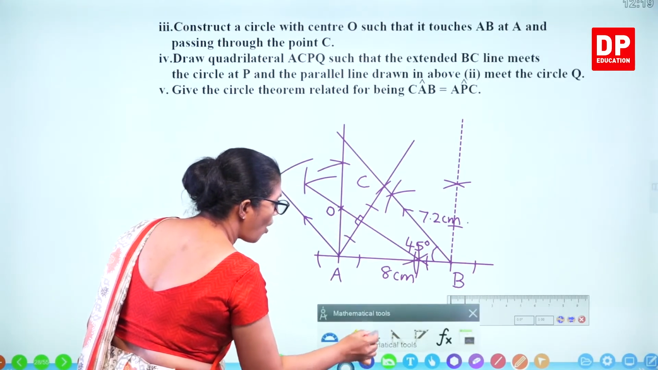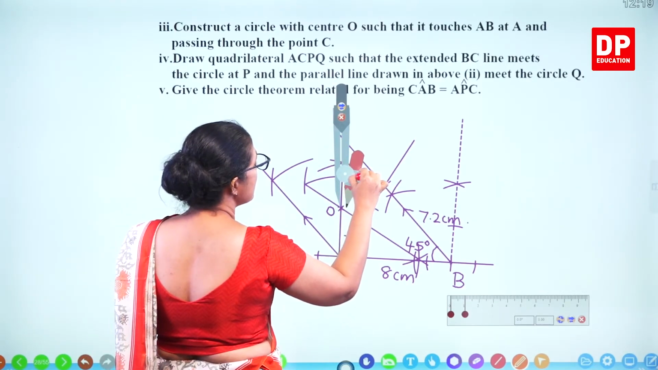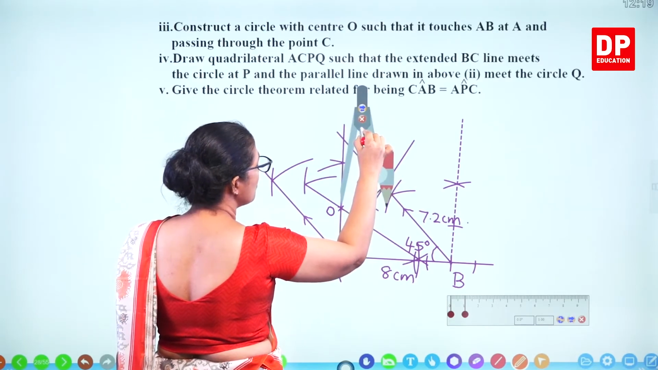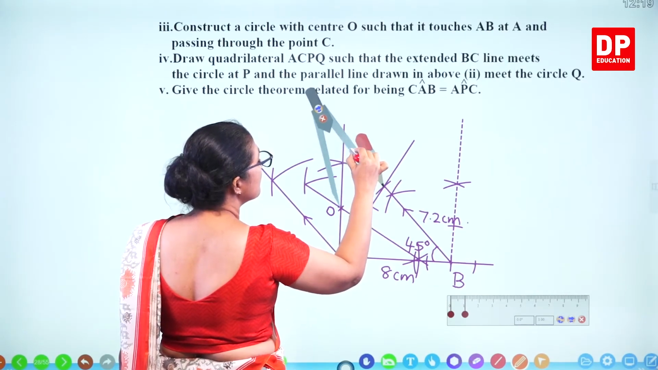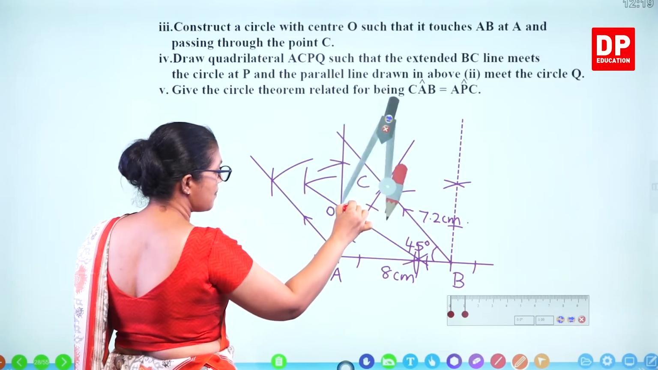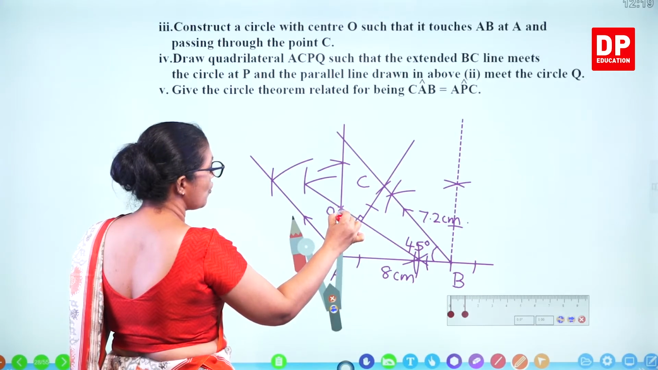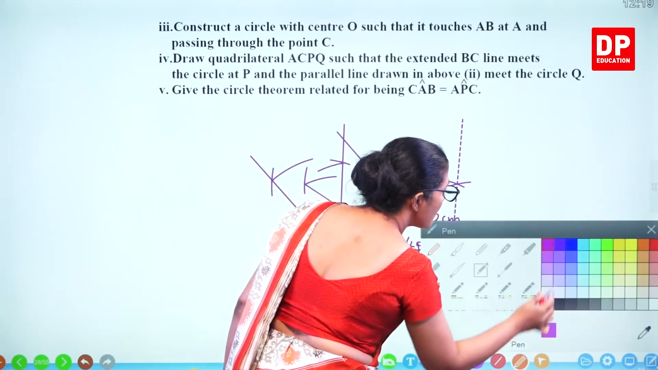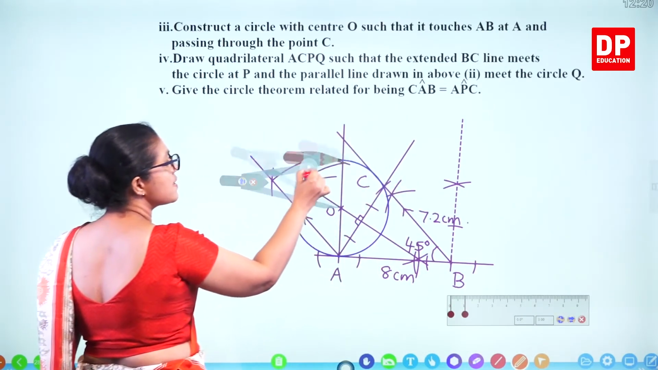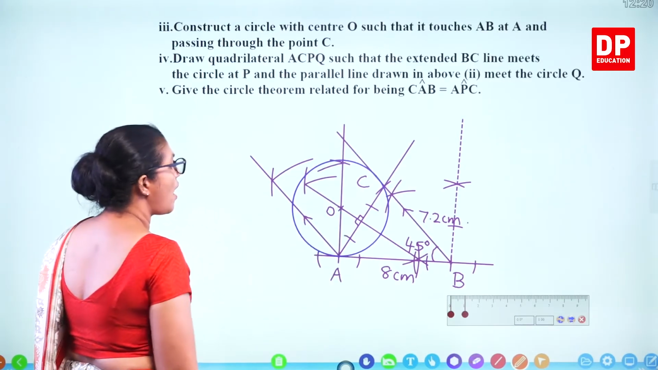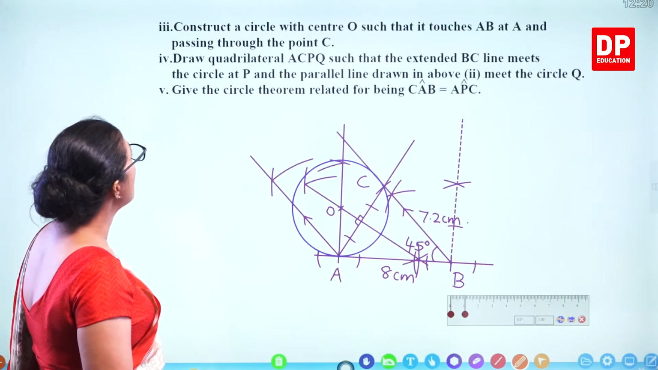Now we can take the compass from O and it passes through C and O. So that means this and this should be the same. Here it touches that. So we can draw the circle now. I want to take a different color now. So I can draw the circle, passing through point C and point A. So this is the circle, third part.